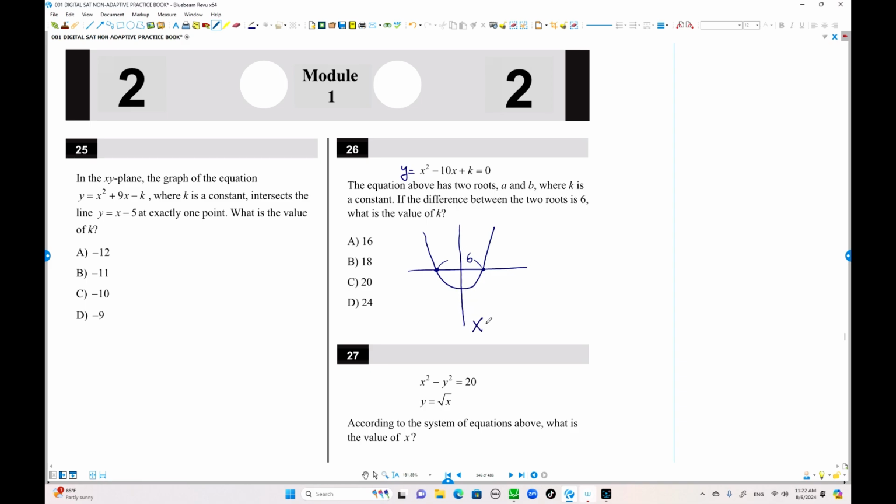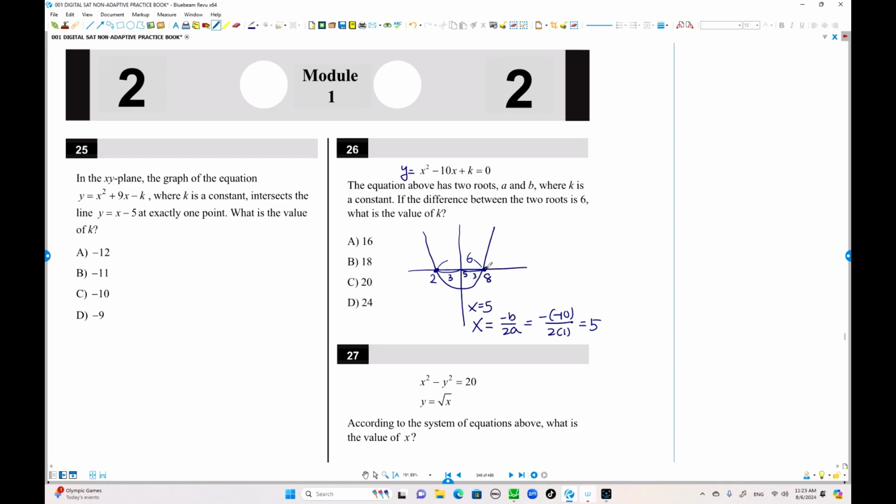What is the axis of symmetry from the equation? Negative b over 2a, right? So negative negative 10 over 2 times 1 equals 5, right? This is x equals 5 over here. This is exactly the axis of symmetry. So 6 is, this is 3, the other one is also 3, right? Using this, what is the coordinate of this one? 5 minus 3 is 2. This coordinate, what is that? 5 plus 3 is what?